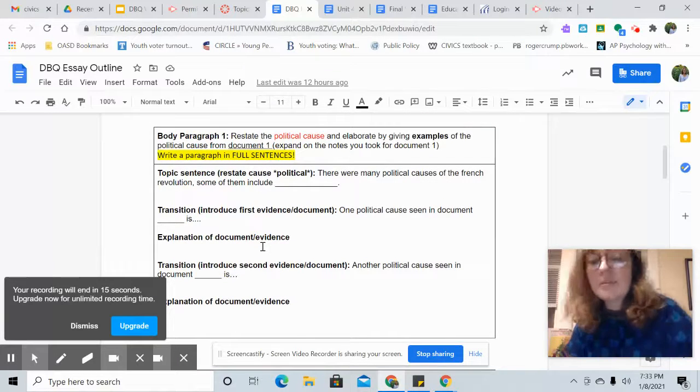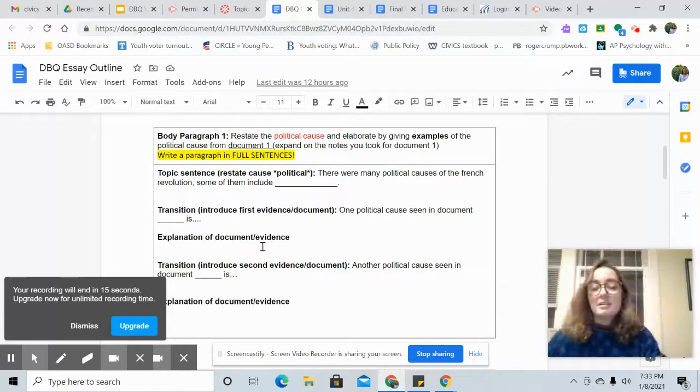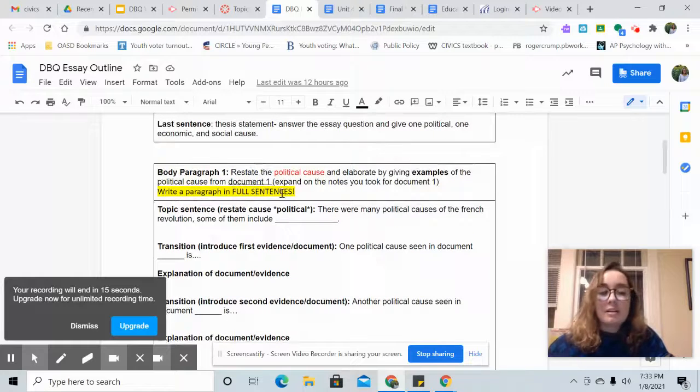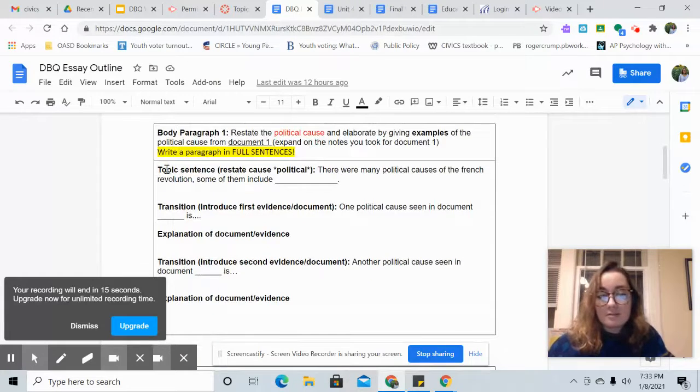Okay, so body paragraph 1, I tried to give you some sentence stems and examples, so it makes a little bit more sense. So our thesis statement is about political, economic, social causes. Body paragraph 1 is going to be dedicated to the political cause. So you always want to start any body paragraph with a topic sentence that says what this paragraph is about. So in this case, we're talking about political causes.